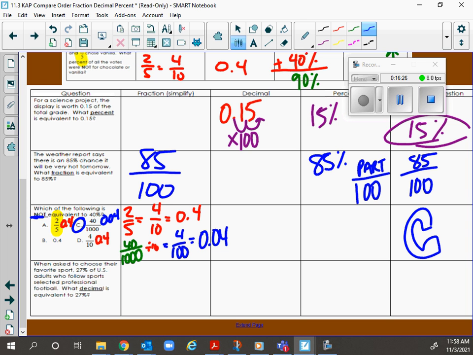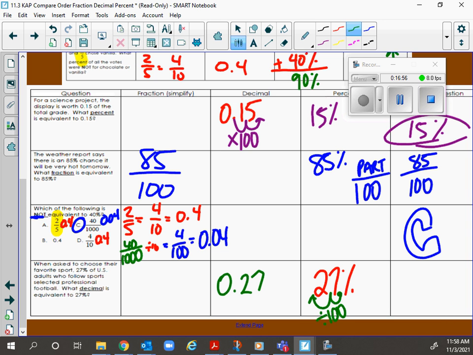Okay, the last one says, when asked to choose their favorite sport, 27% of U.S. adults who follow sports selected professional football. What decimal is equivalent to 27%? So I'll start with my percent, 27%. And guys, this is different. I have to divide by 100 in this case, which means I'll move my decimal place 2 over to the left. I'm doing backwards to get back to the decimal, which makes sense, right? So this is really going to be a decimal of 0.27.